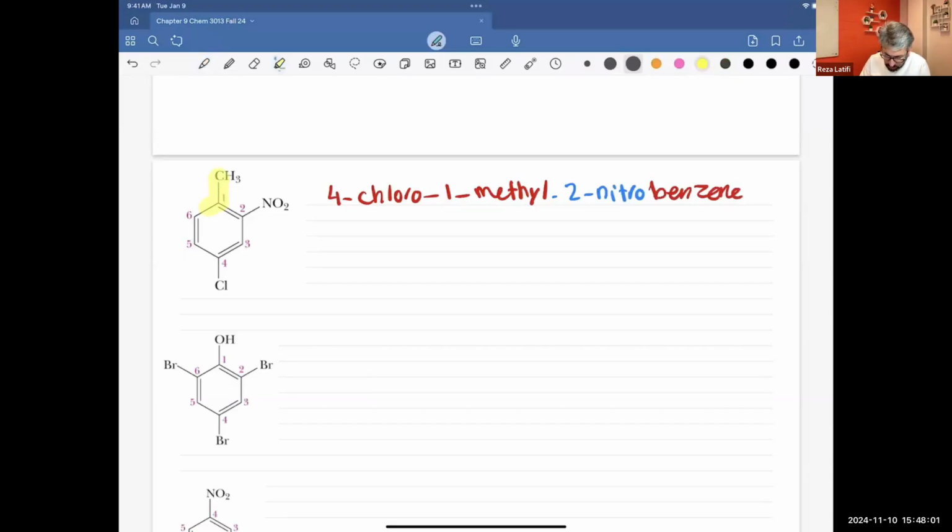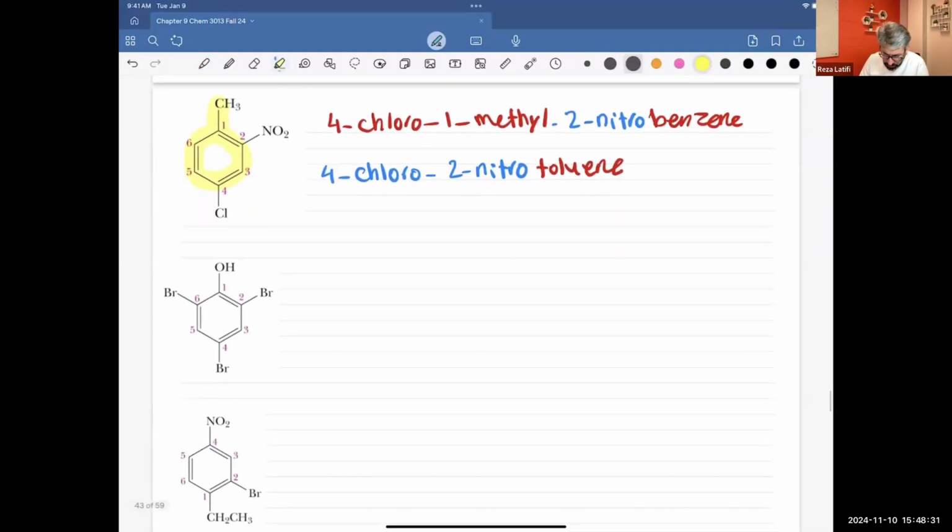Another way to name it is to treat this one as the base molecule. The base molecule is going to be toluene. And on the second and fourth positions, you have nitro and chloro. So on the fourth one, I have chloro. Next, on the second one, I have nitro. The name of the molecule will be 4 chloro, 2 nitro, toluene.